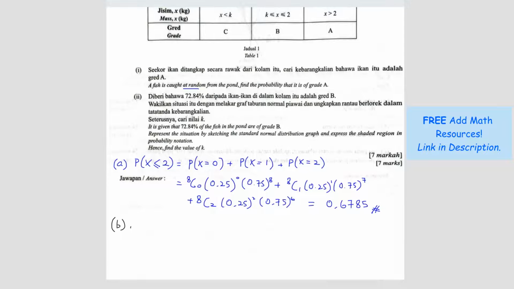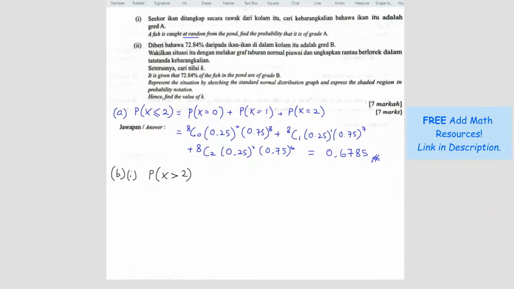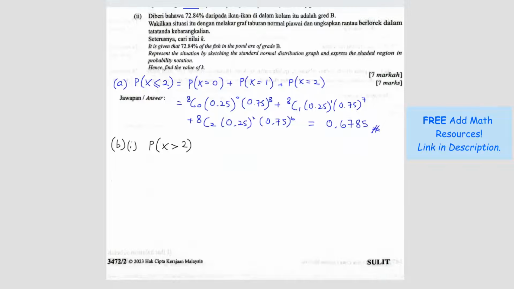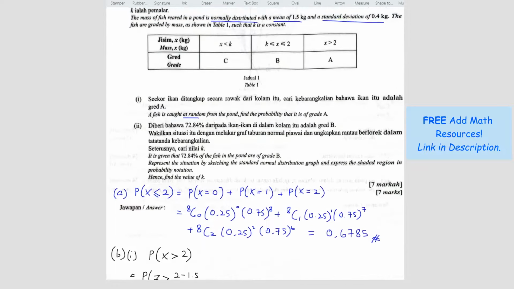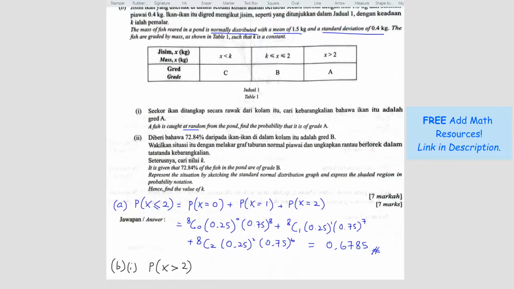Question B. We are looking for X more than 2. Sorry. X more than 2. So first step is we want to convert it to standard normal distribution. So it's going to be P(Z more than (2 minus the mean)). Mean is 1.5, as shown up here. Let me just write down. Mean is 1.5 and then standard deviation is 0.4.